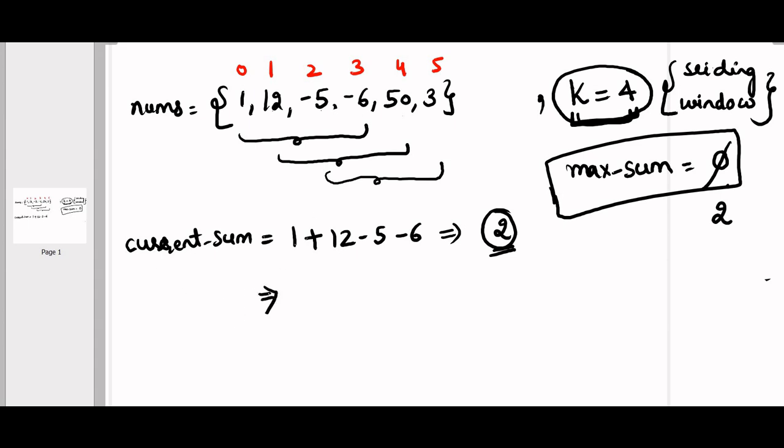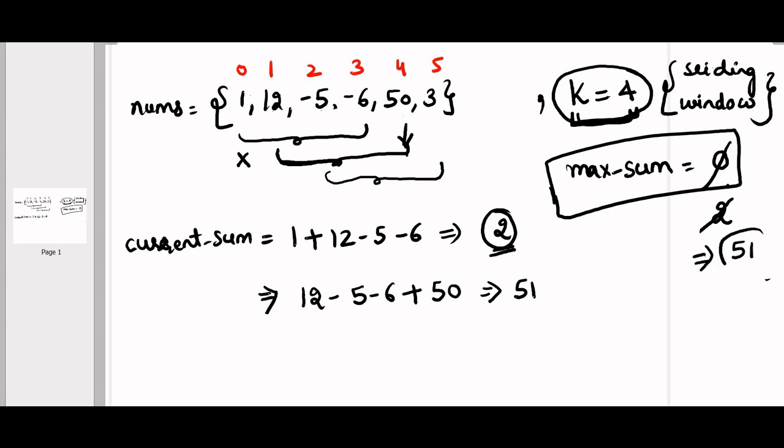Now move on to the next window. Remember how we are going to find the next window. We have to remove one element from the front, right? So here you can see when we have slid the window, what did we do? We have added 50 in that window and removed 1, right? So you are going to remove one element from the beginning and you are going to add one element at the end to find the next window. So what would be our next window? 12 minus 5 minus 6 plus 50, which is equal to 51. So which is your maximum sum now? 2 or 51? 51. So we are going to update our maximum sum as 51.